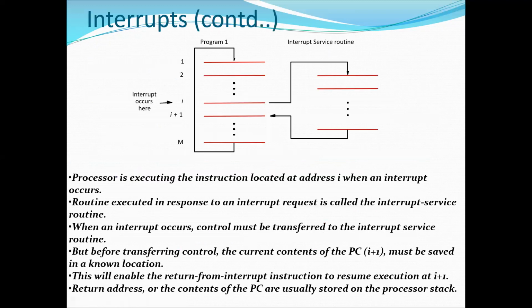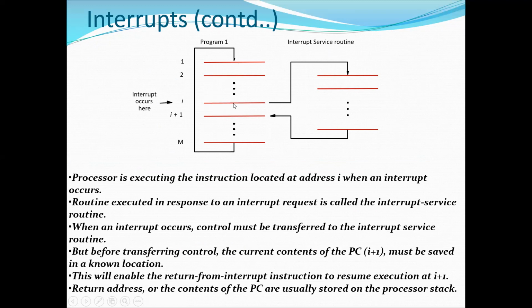See over here, this is a program. Line 1, line 2, line 3 go on executing up to line i. Suppose here the interrupt occurs. It is supposedly a scanf statement. A scanf statement requires what? The data to be input from the keyboard. So an IO device is required, the keyboard is required over here.